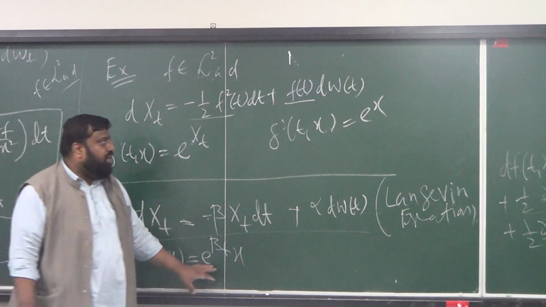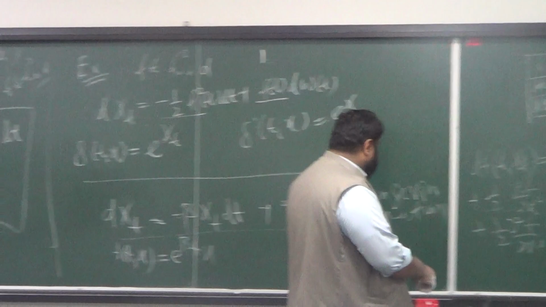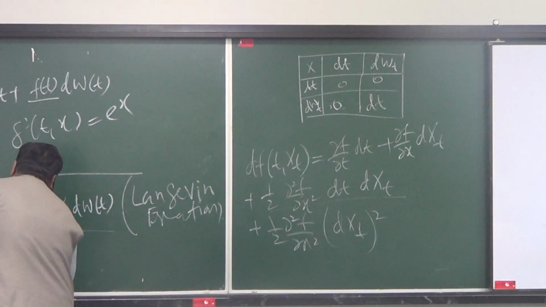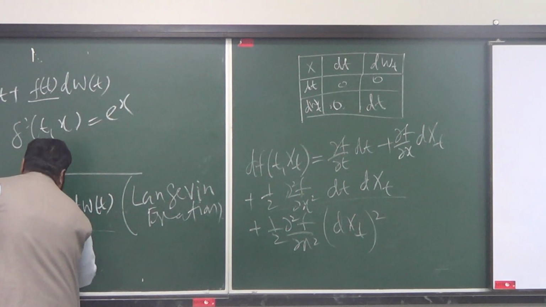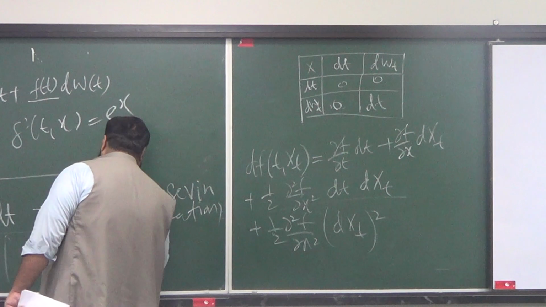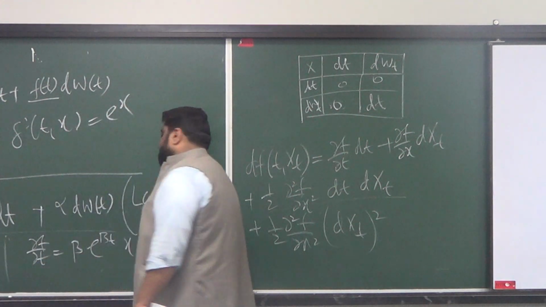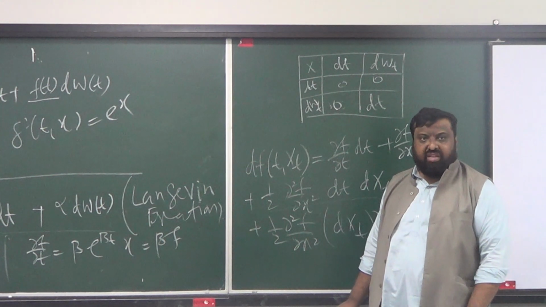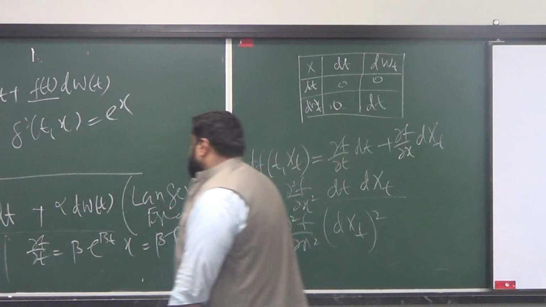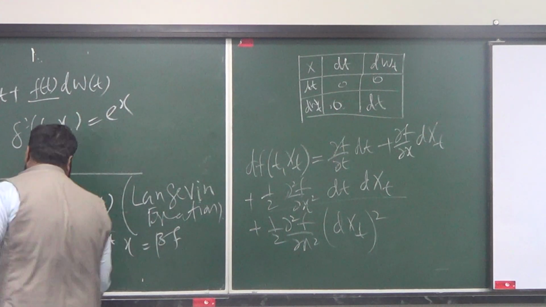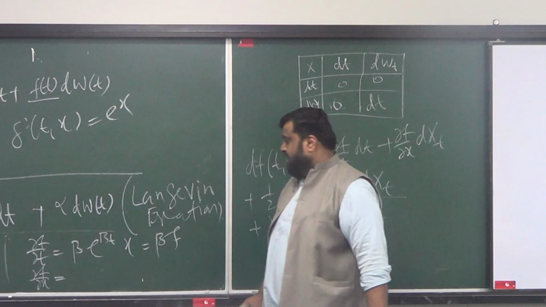Okay, so if you apply the lemma on this, what are you going to get? Let's do it quickly. Partial f by partial t is going to be beta e to the beta t X, in other words beta f. So it's really simply beta f. And what would be partial f by partial x? I'm sorry, beta X f.